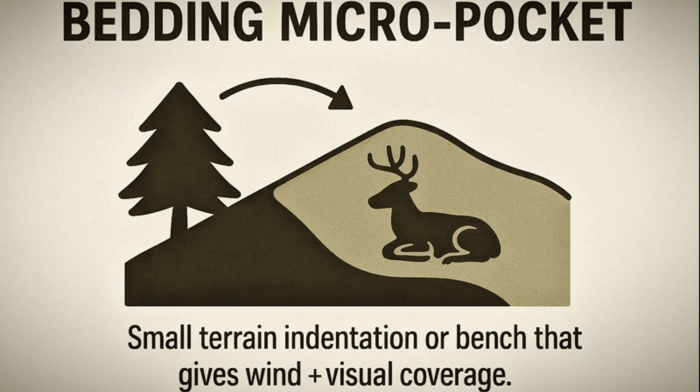Number 42 is bedding micropocket. Those are small indentations offering wind consistency and visibility for the animal, a common bedding site.